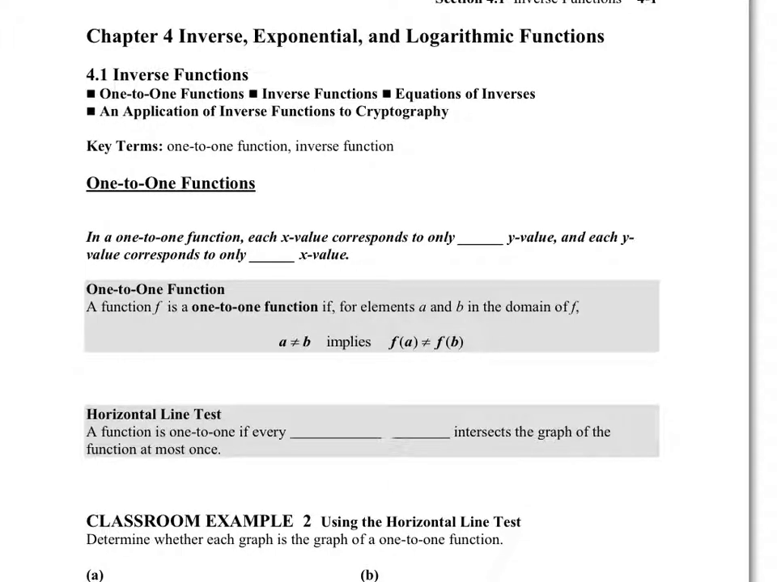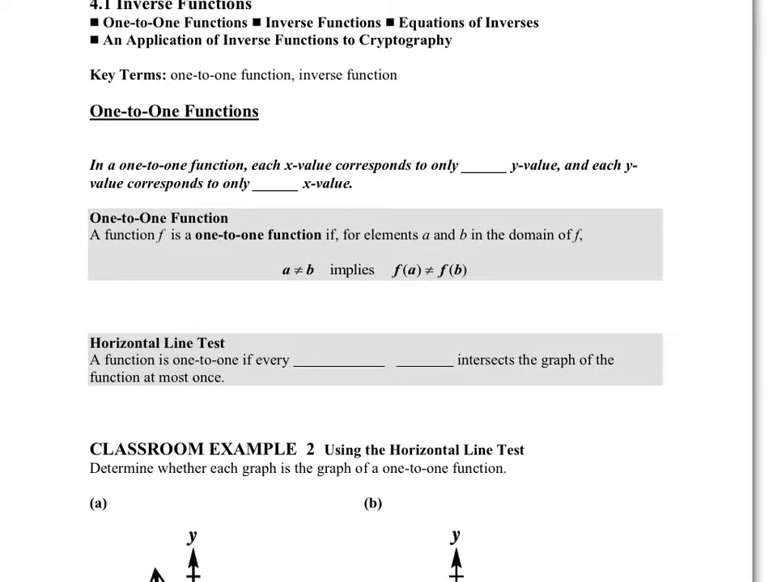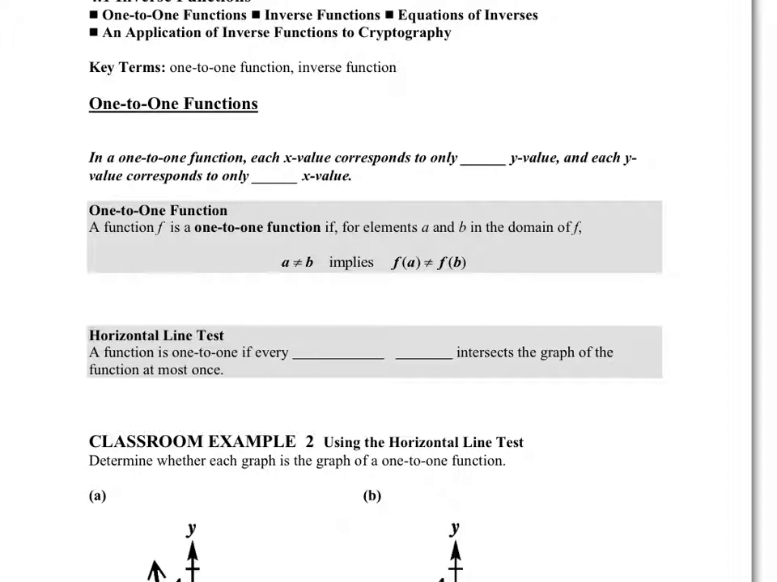In section 4.1, we will discuss inverse functions, and in particular, we will apply these to exponential and logarithmic functions. In order to recognize if we have an inverse, we first must determine if we have a one-to-one function.